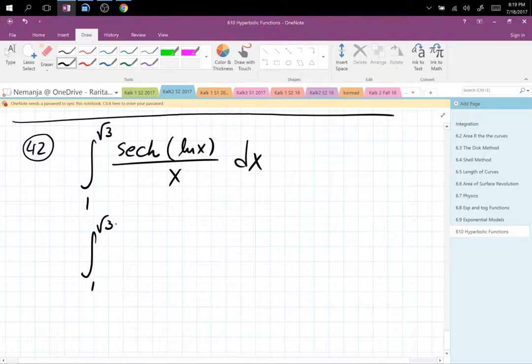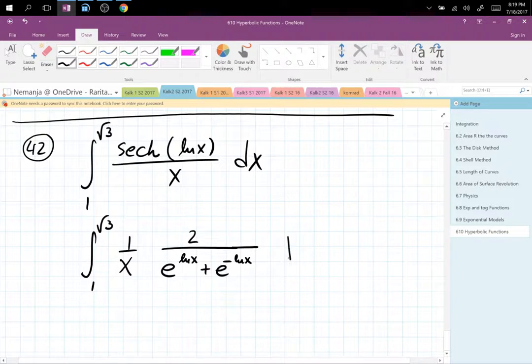So what is secant? Secant is 1 over cosine hyperbolic, right? So we have 1 over x times, we're gonna love this, it's 1 over x times 2 over e to the ln x plus e to the negative ln x dx.